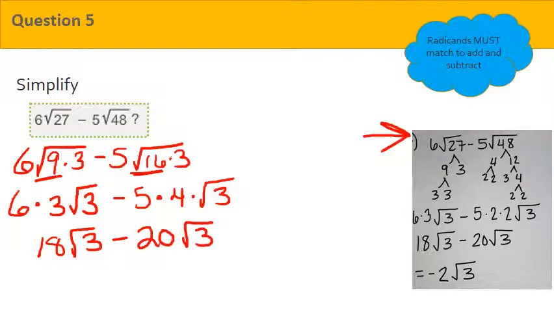Now, anytime you are adding or subtracting these radical numbers, it's just like you're adding or subtracting variables. You have to have the same thing. You have to have the same number underneath the square root. You have to have the same index. So they're both square roots, and both of them have a 3 underneath. So we can combine them. 18 minus 20 gives me a negative 2. Then write your square root of 3.